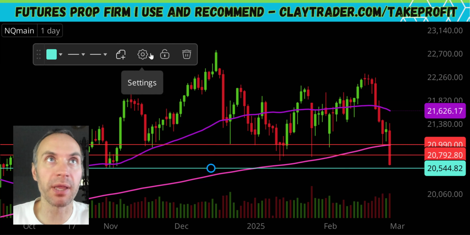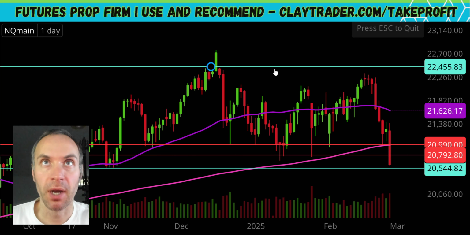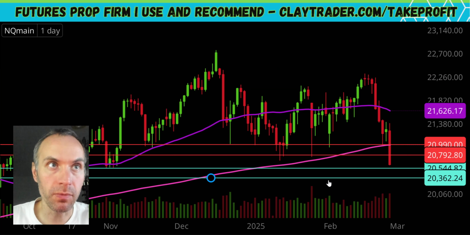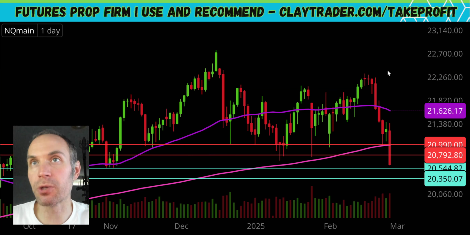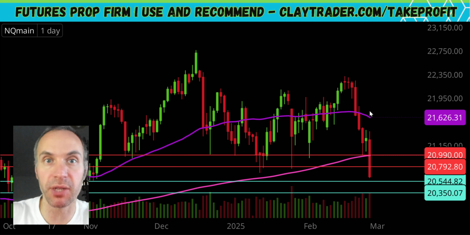And then after 20,500, I'm going to add in one more. Next potential area of support, right down there around 20,350. But yes, look at just the day. What a nasty, nasty candle. In fact, I think it was bigger than these candles over here. So brutal movement. The bears are still out in full force. So yeah, we'll see how this continues to play out.